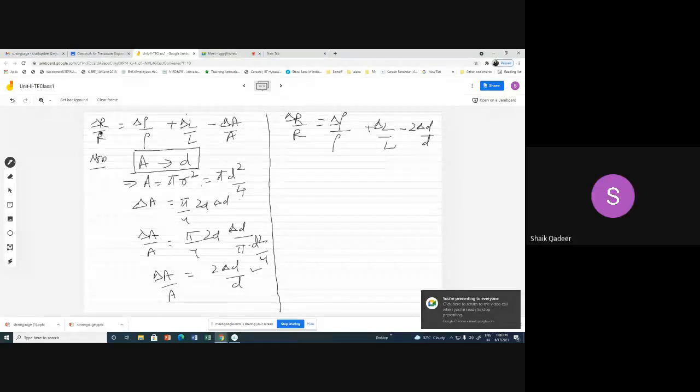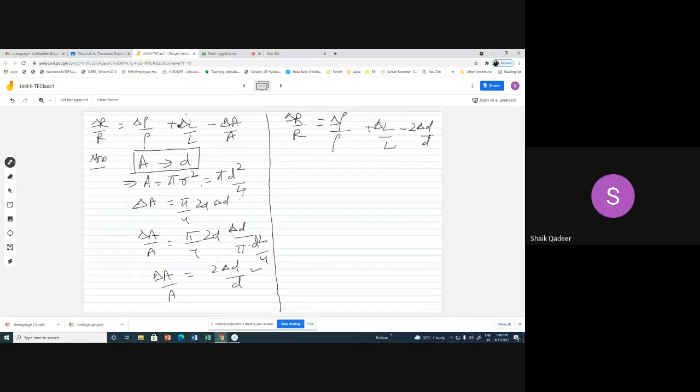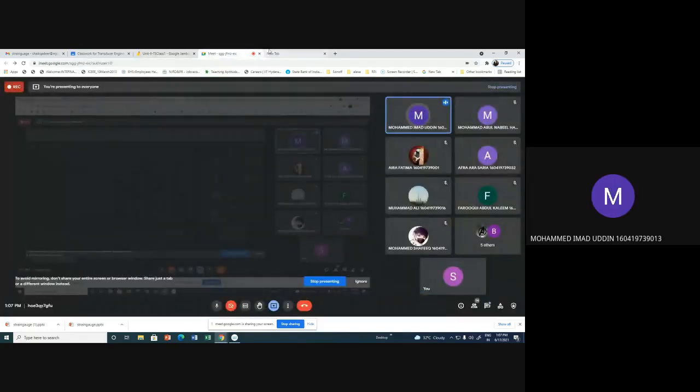Please consider this equation: delta R by R is equal to delta rho by rho plus delta L by L minus delta A by A. If you convert area into diameter, delta A by A comes as 2 times delta D by D. Substitute this in this equation, we get delta R by R is equal to delta rho by rho plus delta L by L minus 2 delta D by D. Is it okay? Is my screen visible? Yes, sir. Visible.